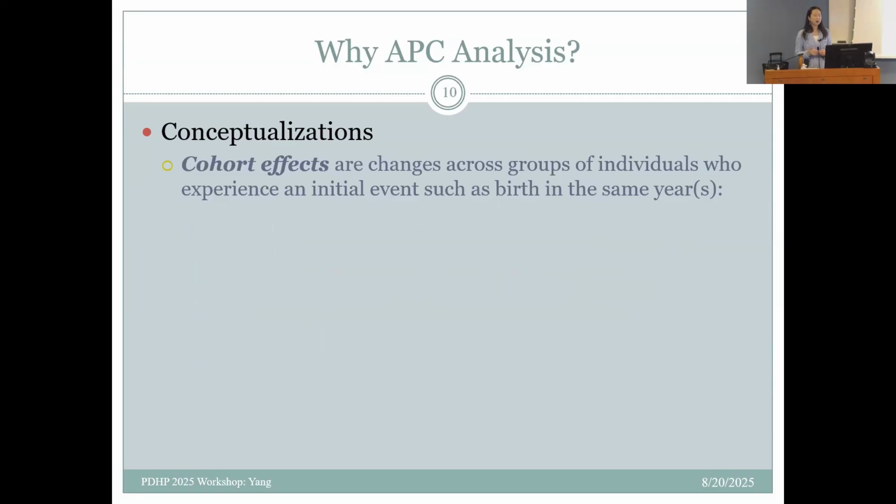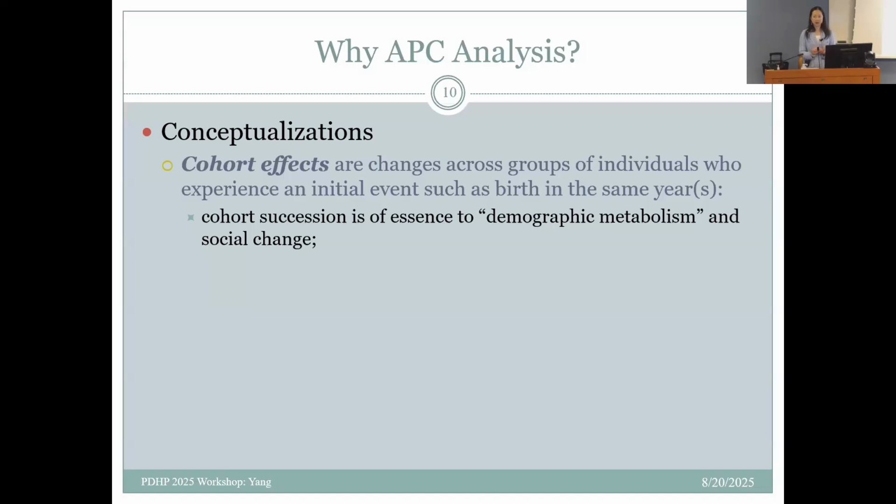So still a third, cohort effects. The applicability of APC analysis really relies on the substantive importance of cohort influences. In the absence of cohort influences, there's really no point in having to do this. In this sense, APC analysis is synonymous with cohort analysis. So cohort effects are defined as changes across groups of individuals who experience an initial event in the same years. The event oftentimes is birth, but it does not have to be birth. And APC analysis particularly refers to birth defining the cohort.